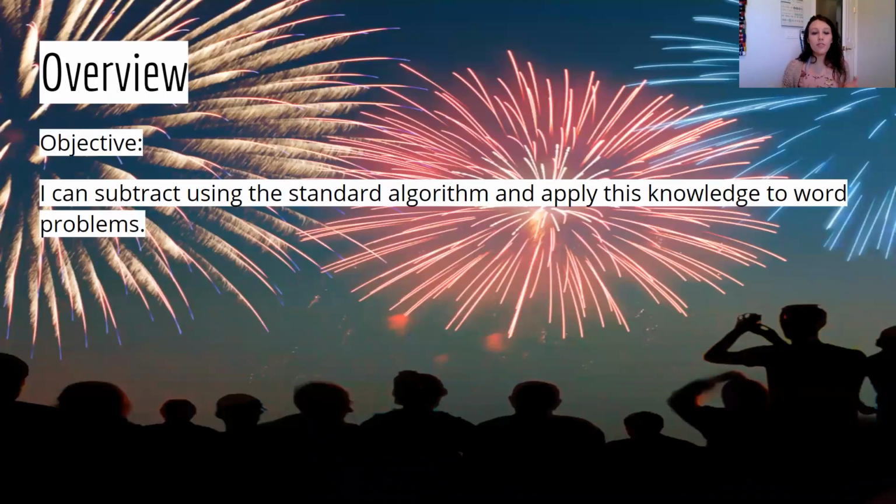So our overview for today, our objective, and you guys can go ahead and say this with me. I can subtract using the standard algorithm and apply this knowledge to word problems. We did this today. You guys did an amazing job learning, and I hope you liked the theme of this lesson today. It was 4th of July theme, since 4th of July is right around the corner.